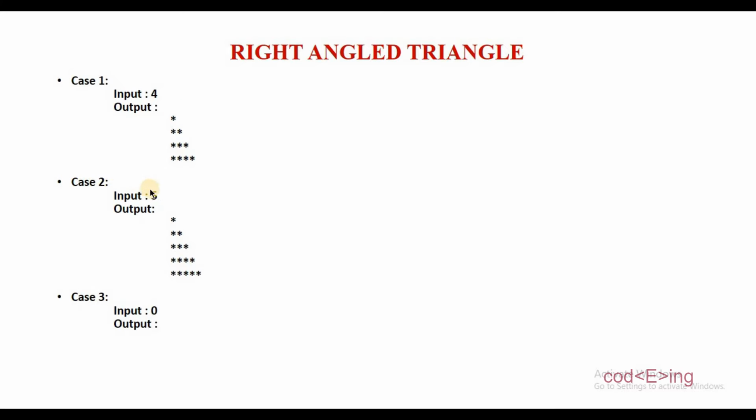In case 2, if the input is 5, it should contain 5 rows of stars in a right angle triangle structure. If the input is 0, then it should not print anything. Also, we can implement this structure in a numbers pattern. So first we can solve this program and then move on to the number pattern.